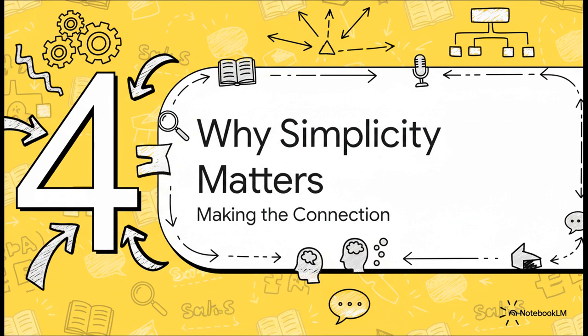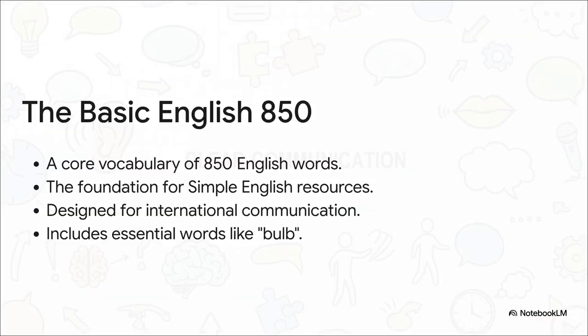This is where everything clicks into place. So let's break it down. The Basic English 850 list is exactly what it sounds like, a core vocabulary of 850 must-have words. It's the engine behind resources like the Simple English Wiktionary, and the whole thing was designed from the ground up for clarity to make communication easier for everyone all around the world.